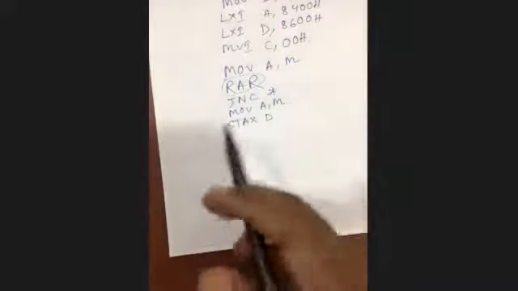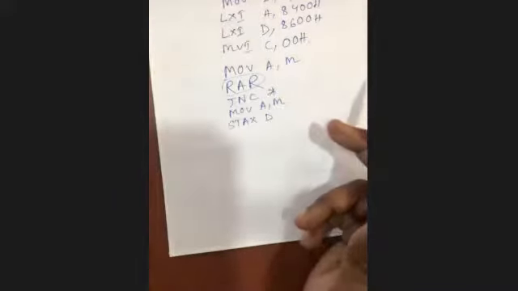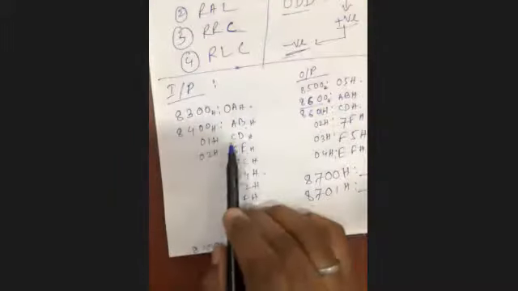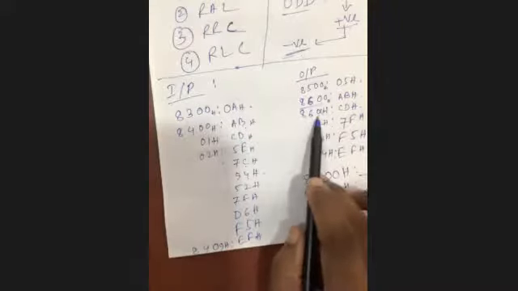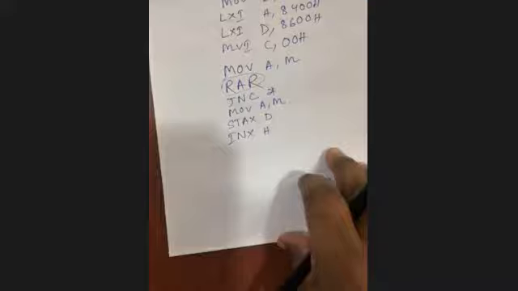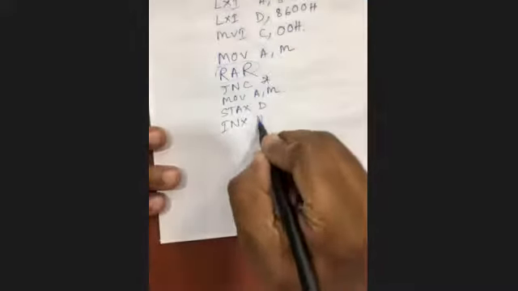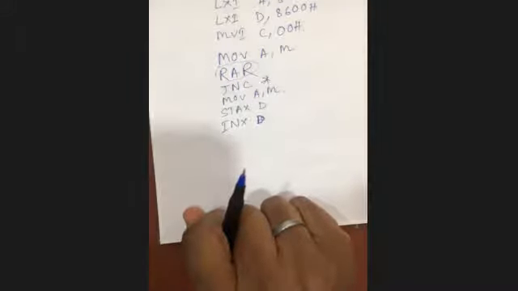Sir, if any data again comes as an odd number in the next step, then the data will be stored in 8600H again or 8601H? 8601H. The next data, say CD, will not be stored in 8600H. CD will be stored in 8601H. That's why INX D. So what will be the content of DE now?